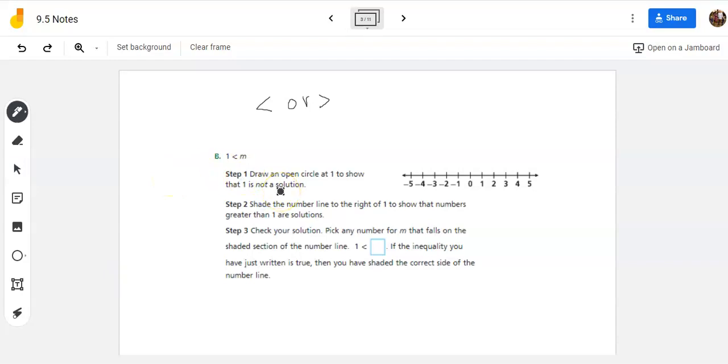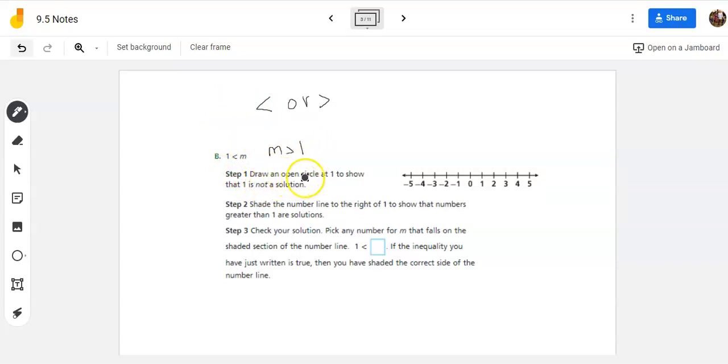Okay, so on this one, they actually have the number in front of the letter. If you don't like it like that, you can always switch it, but then you do have to switch your sign also. So M is greater than 1. I tend to like my variable on the left-hand side because it makes it easier for myself. So if you like it like that, you then have to change your inequality to the opposite way.